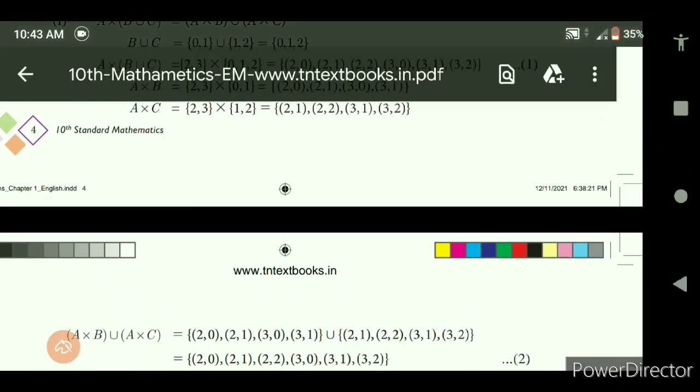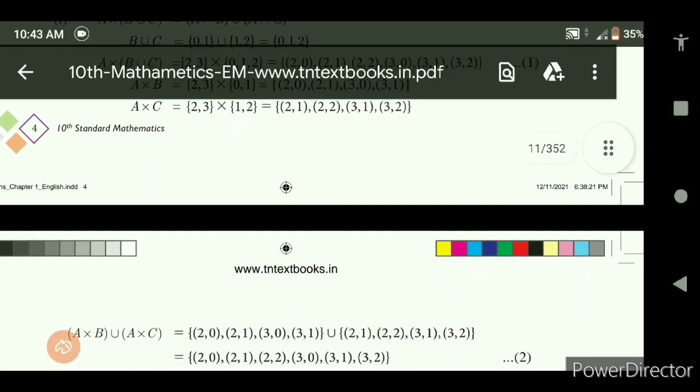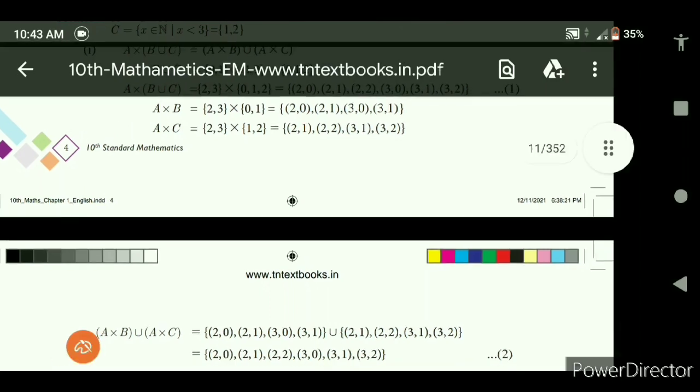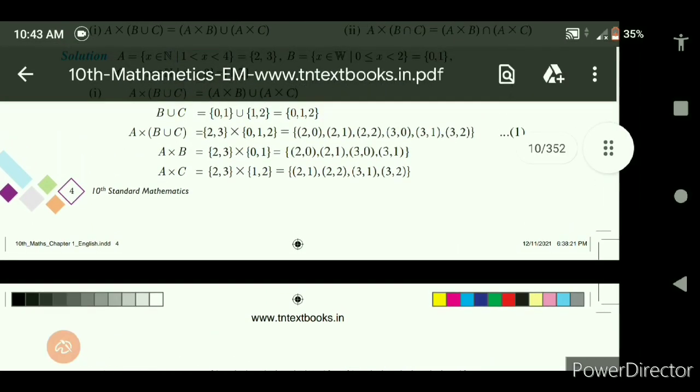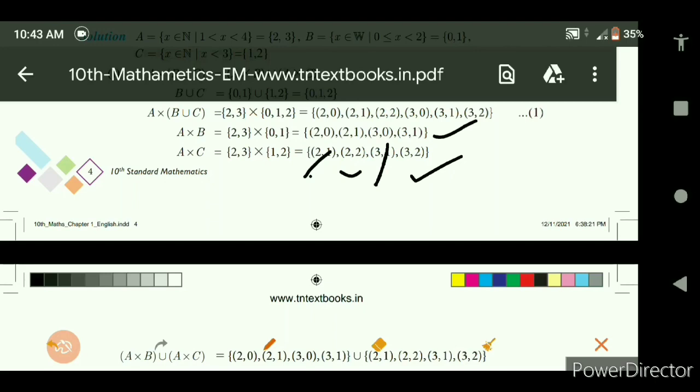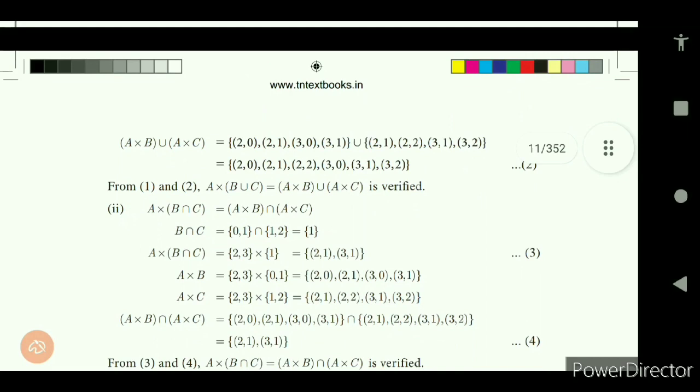So union means we should write all those things, add all of those things, is it? So 2 comma 0, 2 comma 0 with the 2 comma 1, 2 comma 1, 3 comma 0 with the 3 comma 1. 2 comma 1 is already present, we should avoid this. 2 comma 2, 3 comma 1 already present, and 3 comma 2. So finding the answer for this, this is the answer.